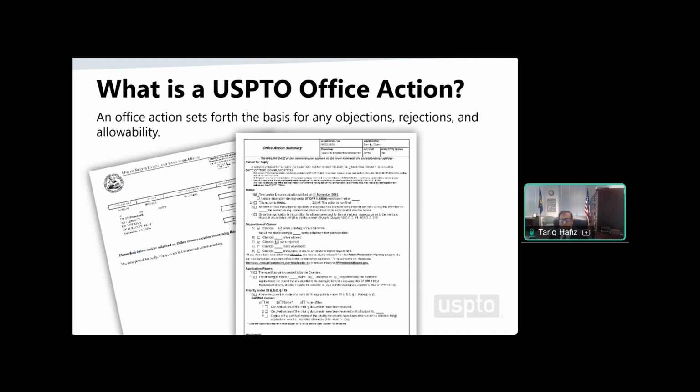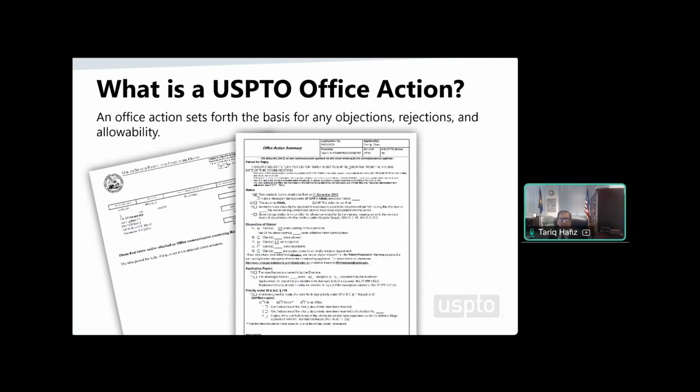So what's a USPTO office action, right? It's really a correspondence between the examiner and the applicant, and it will set forth the basis for any objections or rejections or indications of allowability. The summary, on the right, will indicate the time period for response. So the office action summary is like a cover page. It has all the timings that we talked about. Usually 3 months is the time to respond. And what follows that, you'll have another page on the office action cover page.